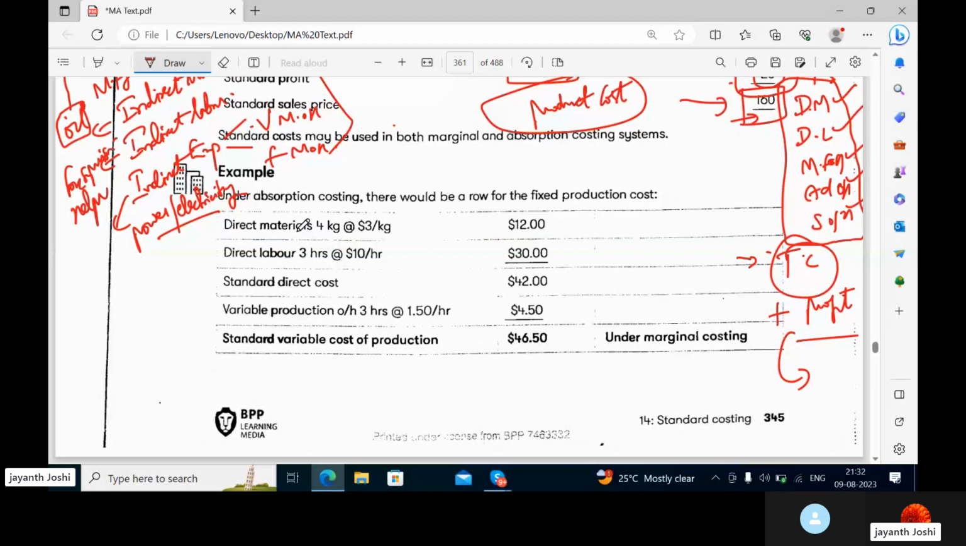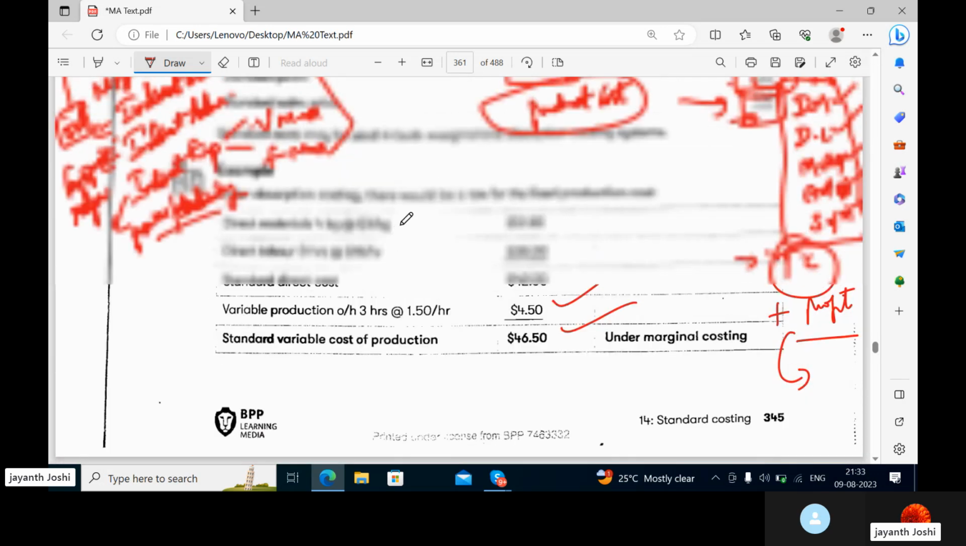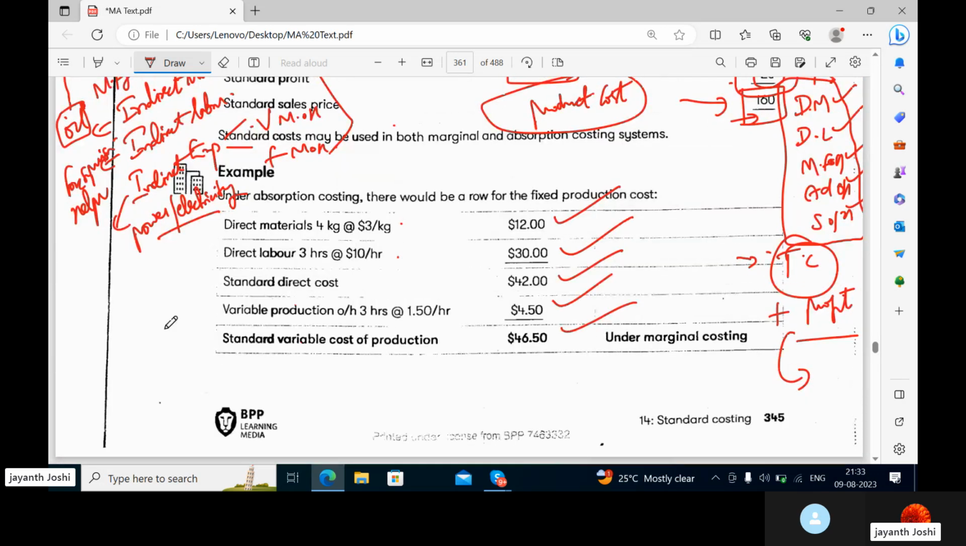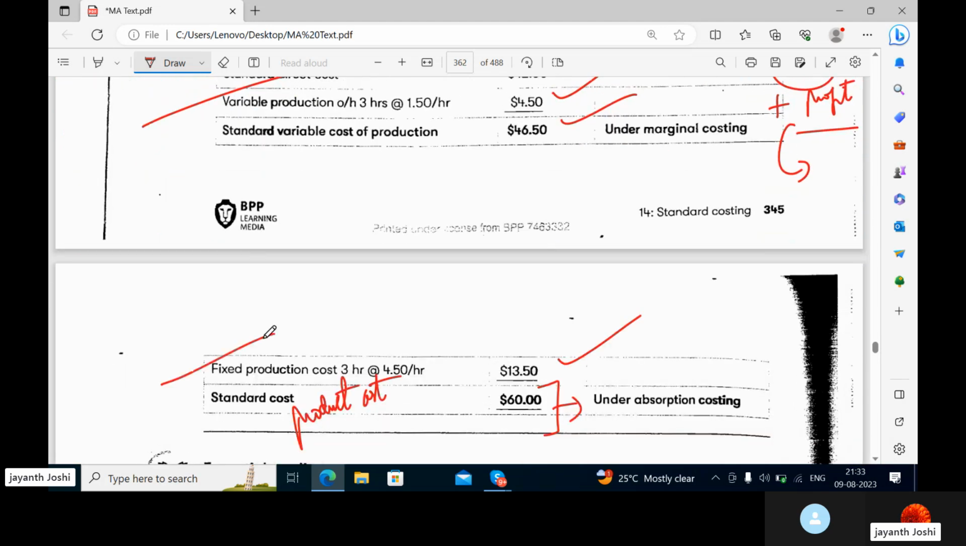Now I have explained about absorption costing. I'm taking direct material, direct labor, standard. It is standard direct cost. Variable production overheads, you get standard variable cost of production. Fixed production overhead, you get standard cost. This is under absorption costing. This is called product cost, standard product cost. What we have taken: direct material, direct labor, variable production overheads, and for manufacturing overheads, we have taken fixed manufacturing overheads, right?